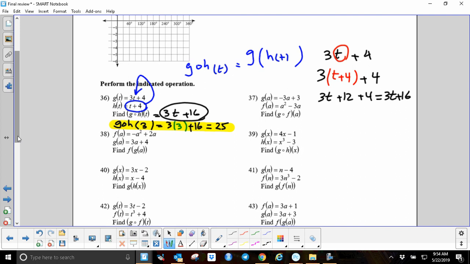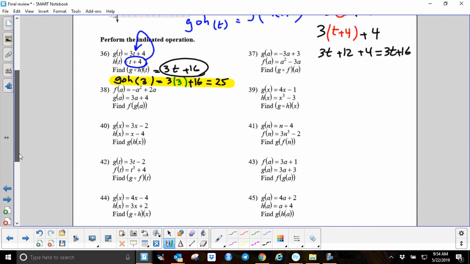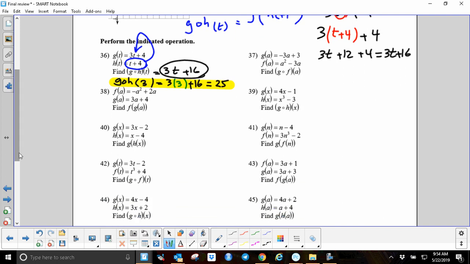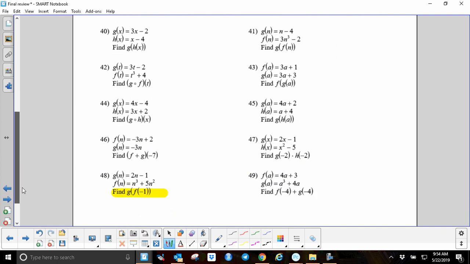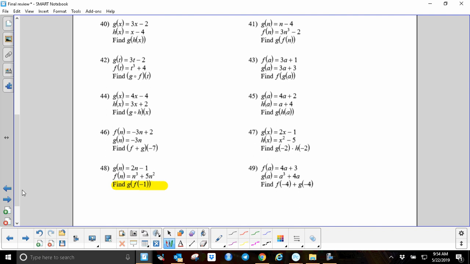Okay, good. There are times that it's asking you to find G∘F. Sometimes you have F plus. All you have to do when you need plus negative 3n, what happens? Negative. That's your F plus. It's asking for negative 7. So what do you plug in instead of n?